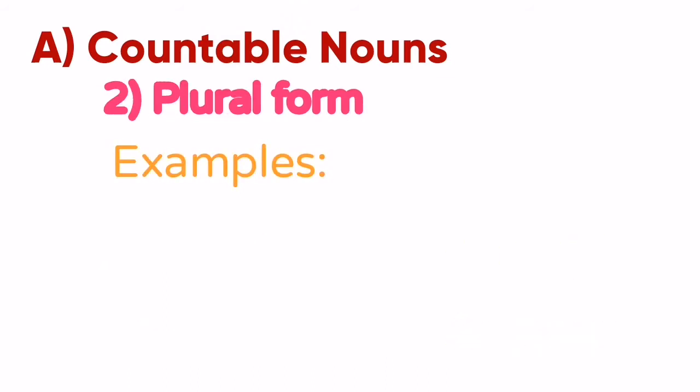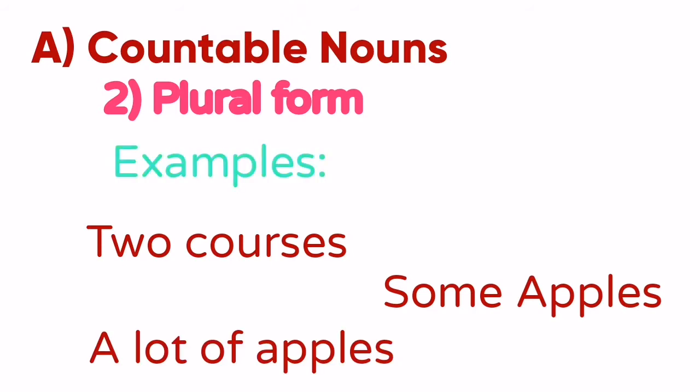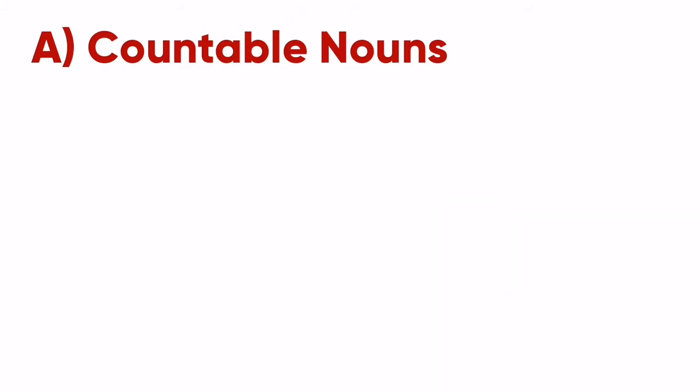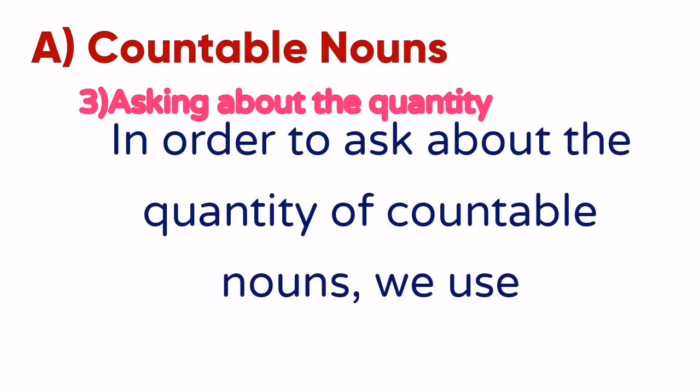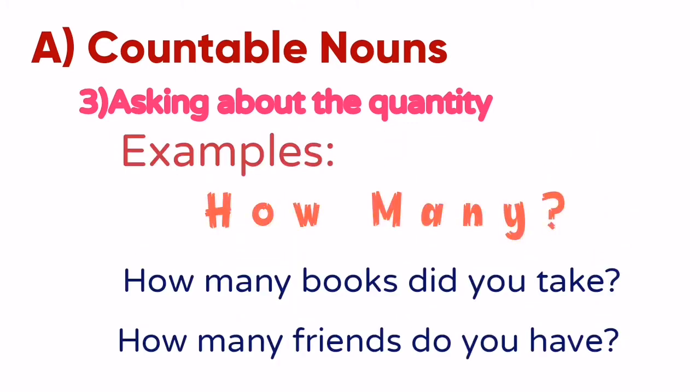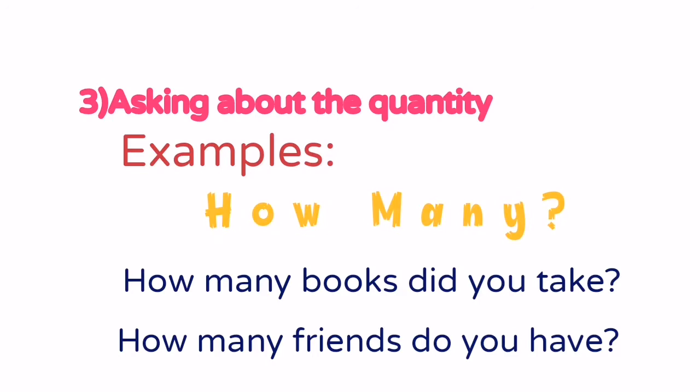So let's take a look at some plural form examples: two horses, some apples, a lot of apples, some students. Now, asking about the quantity. In order to ask about the quantity of a countable noun, we use "how many." How many books did you take? How many friends do you have? For example.